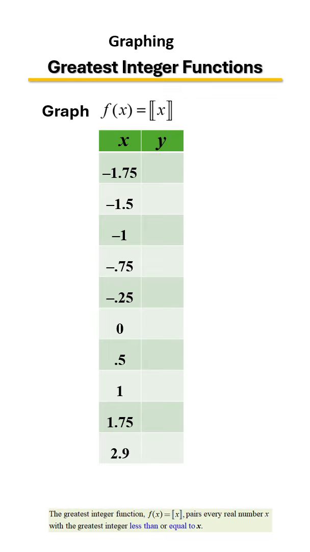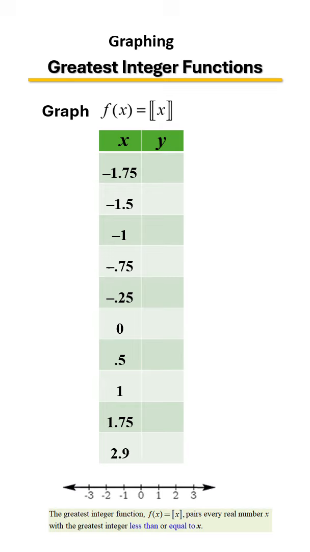First of all, as far as what you're allowed to plug in, the domain or the input values, you can plug in anything from negative infinity to positive infinity. The only restriction is your output, or your range. It can only be an integer. So I'm going to go ahead and put a number line on the bottom just to help you visualize it.